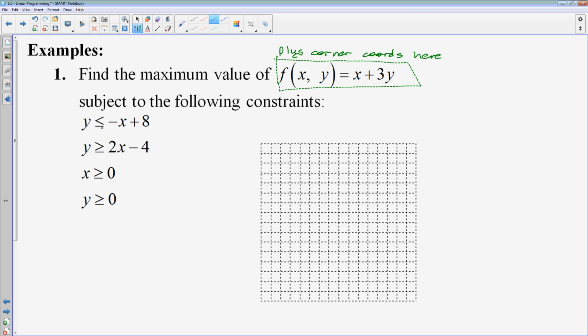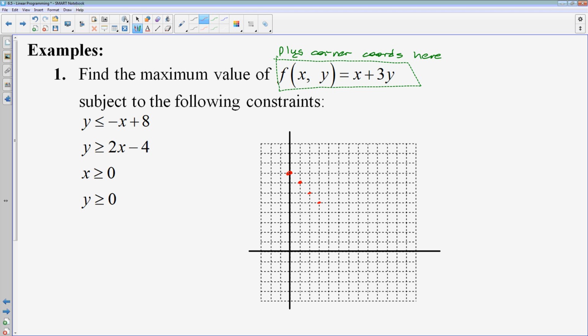And in order to find those corners, I need to graph these four inequalities. Now, I do see that x and y are both greater than 0, which limits me to the first quadrant. So when I graph these, I'm going to give myself some room to put a lot of stuff in the first quadrant. And let's graph these lines. My first one is y equals negative x plus 8. That's a y-intercept of 8: 1, 2, 3, 4, 5, 6, 7, 8. And a slope of negative 1 means down 1 over 1.